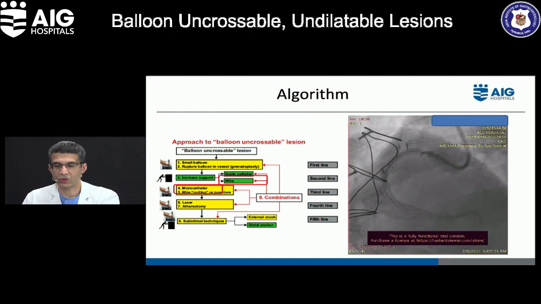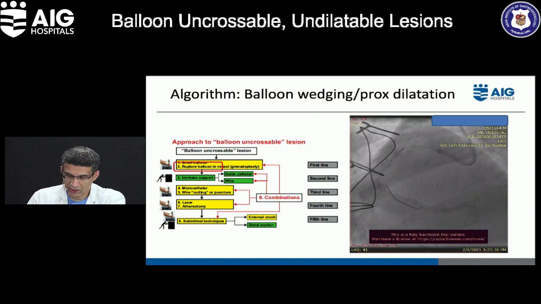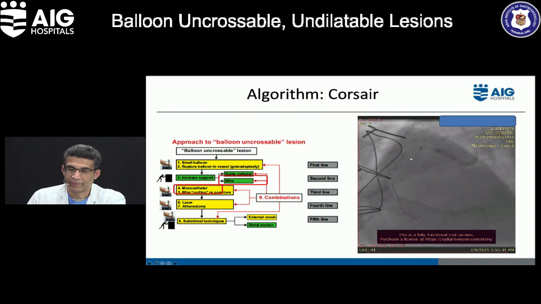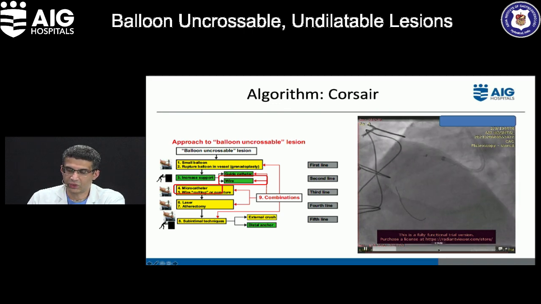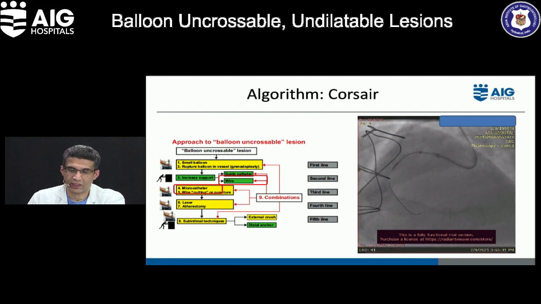We thought, okay, let's use Corsair, which is something which can help. That again was not working. We used proximal balloon dilatation to see whether it will change the morphology of the undilatable lesion, and after which whether we can cross. Again, this did not help. And this is just to show you the Corsair which was used to actually cross the lesion. But again, Corsair, in spite of rotation, did not cross.